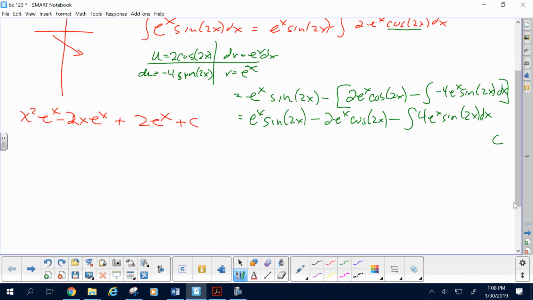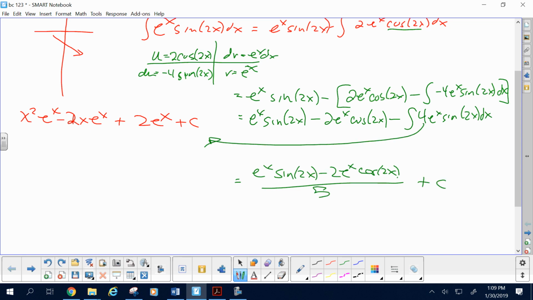So I'm feeling you'll have a 5 in your denominator? Yeah. Okay, so let's cut to the chase. Is your final answer e to the x sine of 2x minus 2e to the x cosine of 2x, all divided by 5? Let's see. Because when you move that integral over, you'll have 1 on the left plus 4 more on the right, which is 5, and you divide by 5. Are we cool?